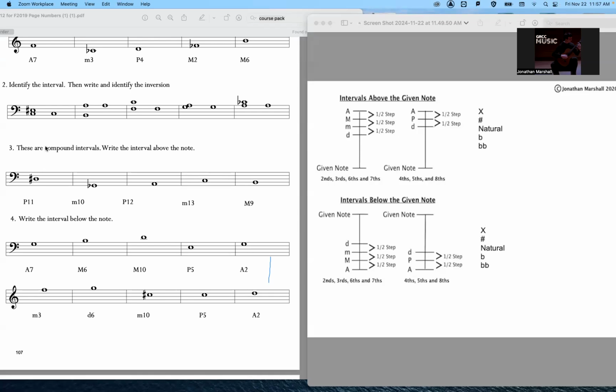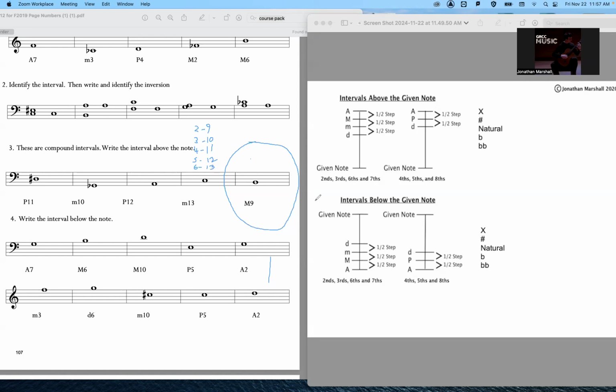So let's do, it says these are compound intervals. Write the interval above the note. All right. Well, for compound intervals, remember just solve for the simple interval first. And remember, I'll write out this little thing. Remember, twos become ninths when they're compounded. Threes become tens, right? Fours are actually 11s when compounded. Fives are 12s. And sixes are 13s.